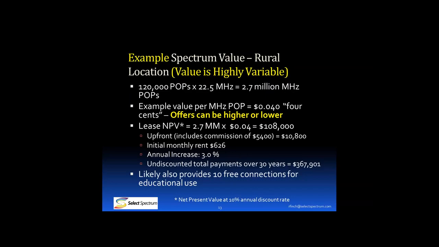And we put what I consider to be a typical, or average is probably a better term, valuation on that spectrum. We said 4 cents per megahertz pop. And you'll hear people in the industry talk about a 3-cent deal or a 5-cent deal, whatever it might be. Important to remember that the offers in the auction can be higher or lower than that. This is the same number that I've shown to the bidders, so they're aware of this. In a rural environment, this is in the range of what they might expect to pay. So if you take that 2.7 million megahertz pops times 4 cents, that equates to a total value of $108,000.